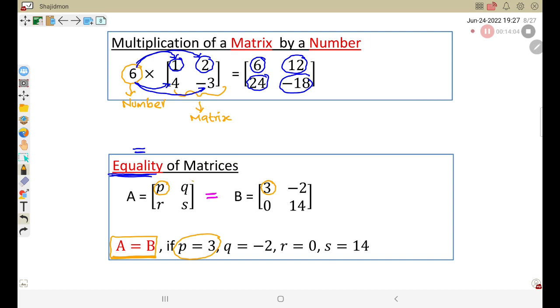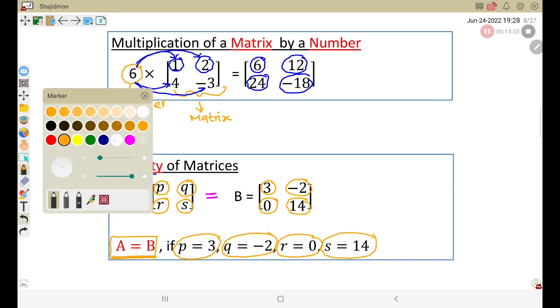Second number should be the same. What is the second number here? Q. What is the second number here? Minus 2. So Q should be equal to minus 2. Third number should be the same as the third number. That means R should be equal to 0. Fourth number should be the same as the fourth number. That means S should be equal to 14. This is the meaning of equality of two matrices. Using equality, we can do many operations. We can find a missing number. If any number is missing, we can take equal to and find the missing number. So this is the operation, equality of two matrices.